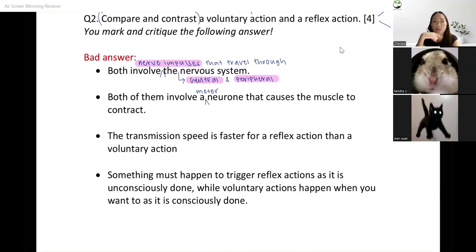Next, let me ask you guys a question. Are muscles the only kind of effector organs that we can have? Yes or no? Just tell me true or false.